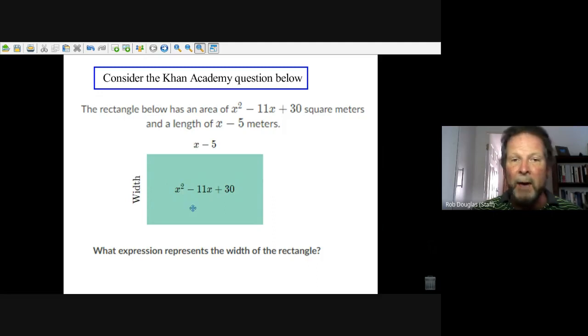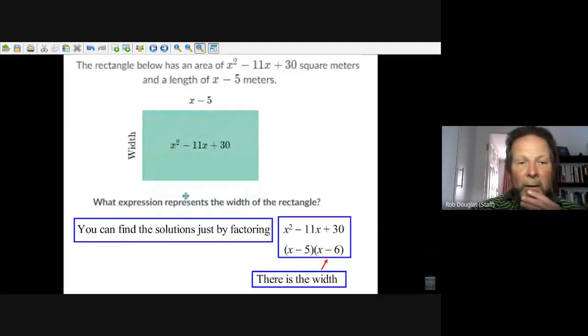Well, if that's the area, we know that area of a rectangle is width times length. So it means this width is multiplying by this x minus 5 to equal this. So the problem is you're trying to figure out what factor here. It's something in a bracket that will multiply by this to give you this. Well, you could get the answer if you just factored x squared minus 11x plus 30.